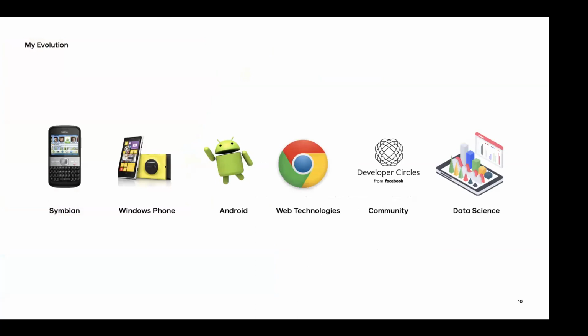Okay, so this is just a summary of my evolution. Earlier we saw how the internet has evolved, and this is my evolution. I started off with Symbian. That's where I learned Java and J2ME, which is Java 2 Mobile Environment. Windows Phone, I was using C#. Android, I was back to Java.